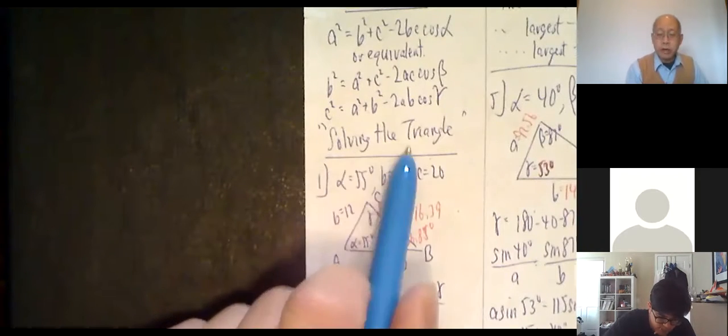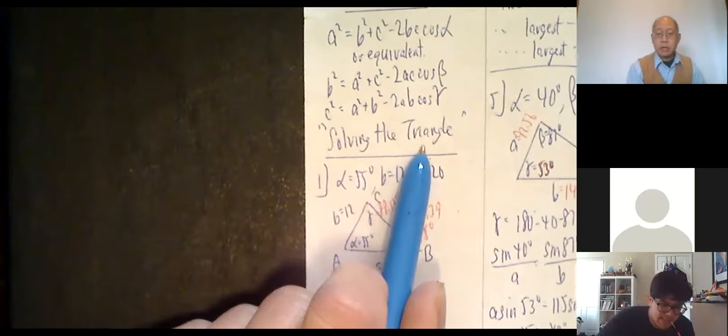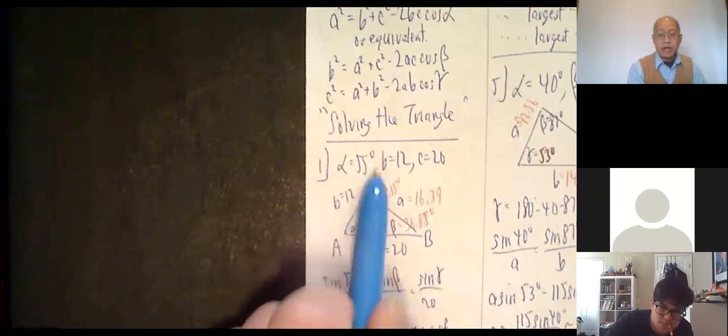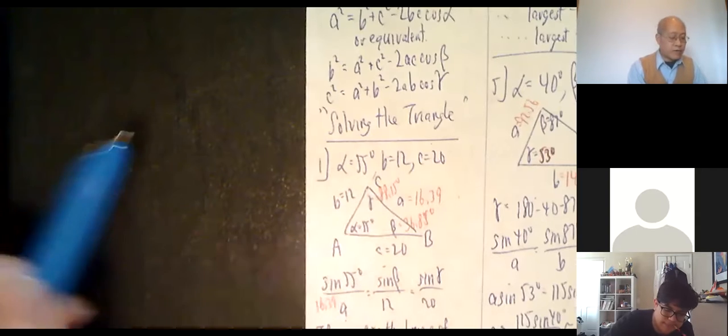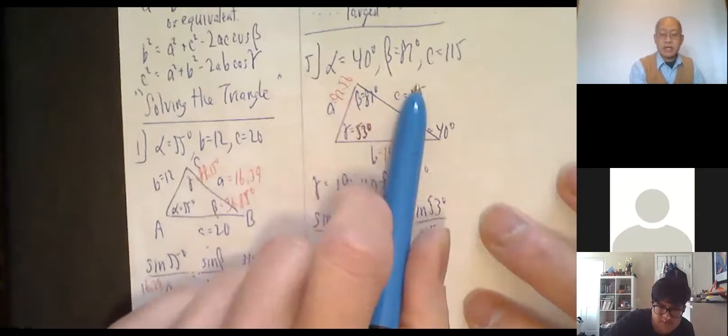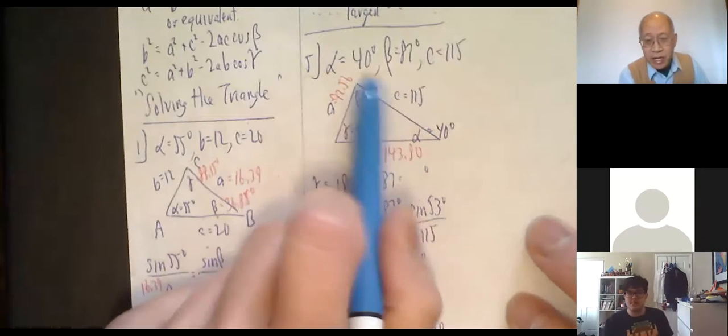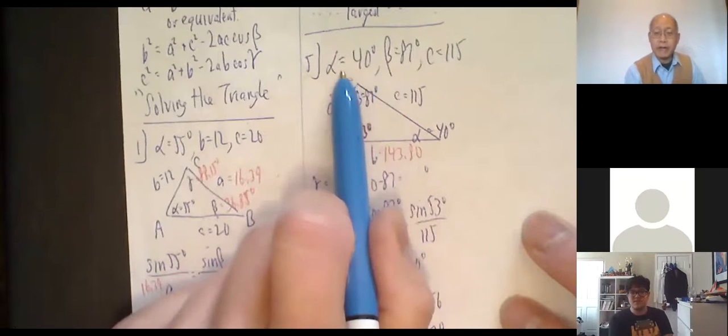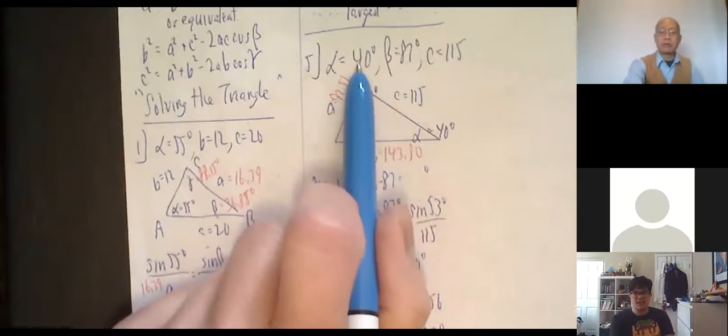So what we're going to do is solve for a triangle, solving the triangle. Generally they give you 3 pieces of information. An angle and 2 sides, find everything else. Or they give me 2 angles and a side. This is pretty easy because if they give me 2 angles, the first thing you should always do is find the third angle, because you know all 3 angles have to add up to 180.